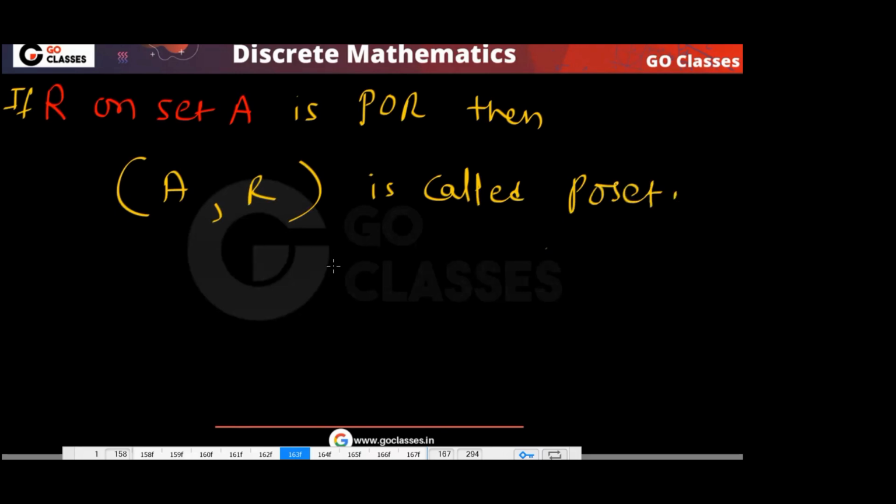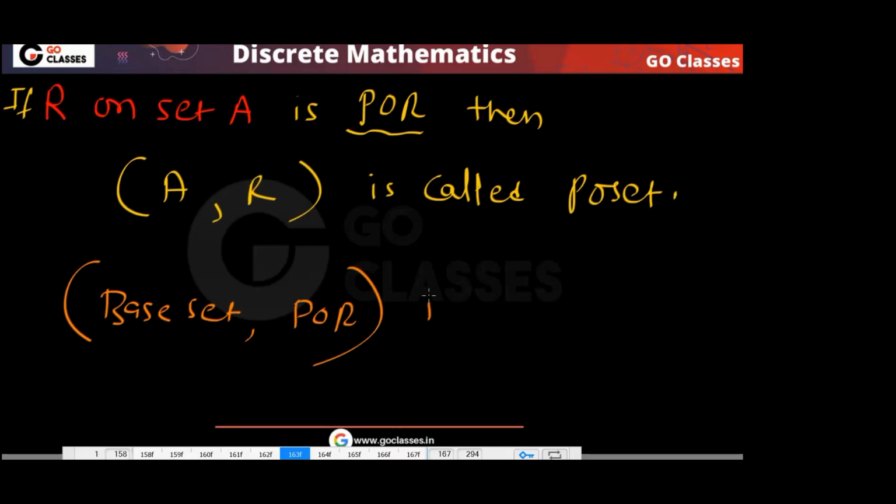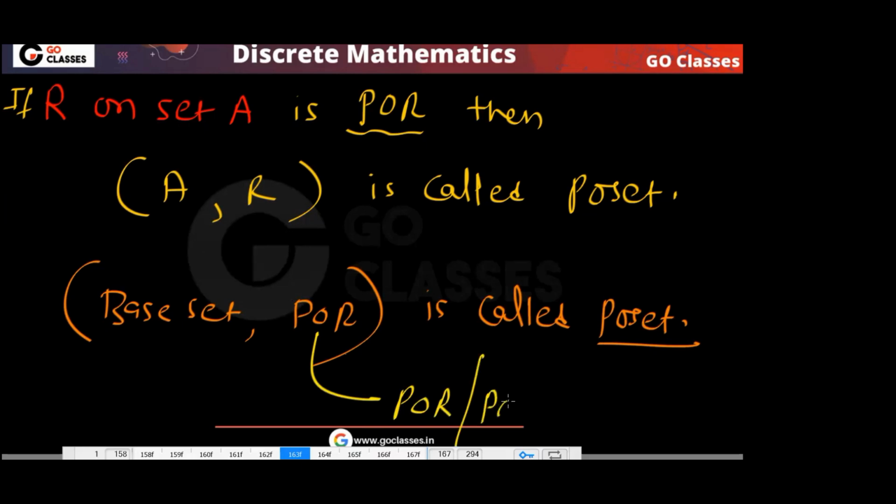What we are saying is that if this relation R is a partial order relation, then this pair A comma R, a base set comma a partial order relation, is called a poset. We call R a partial order relation, or you can simply call it a partial order. Is this terminology clear?